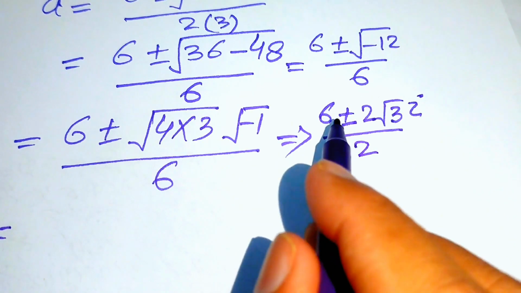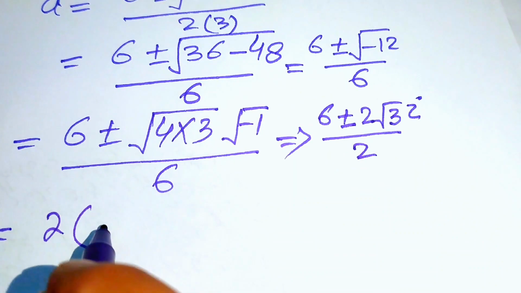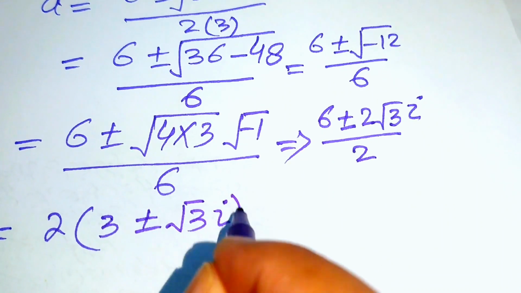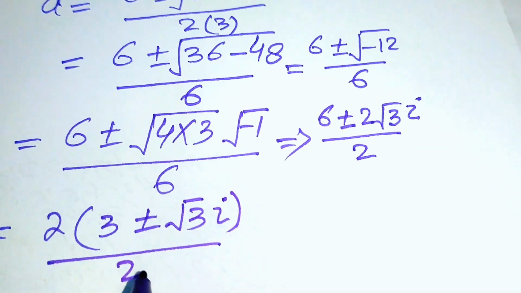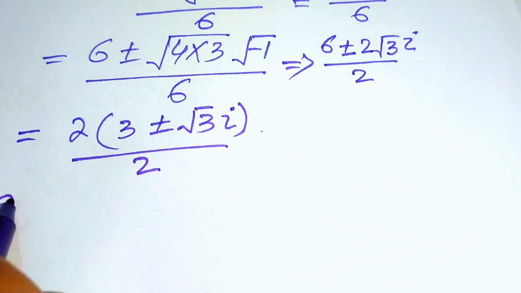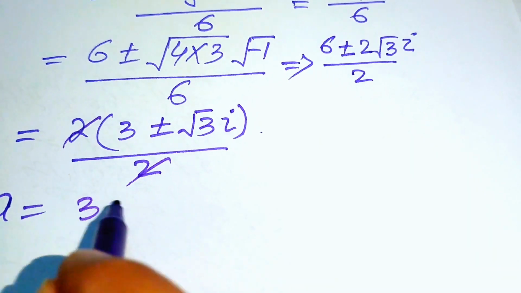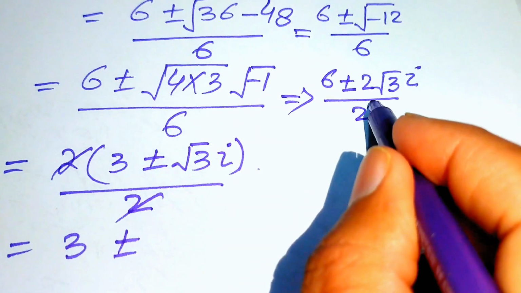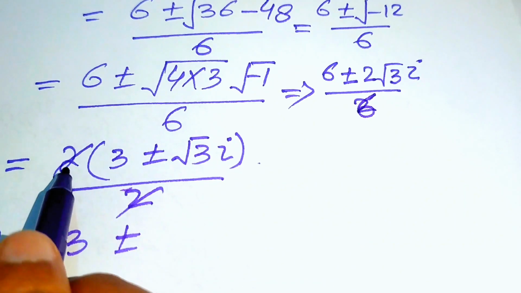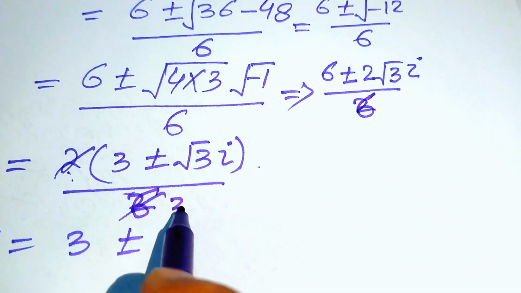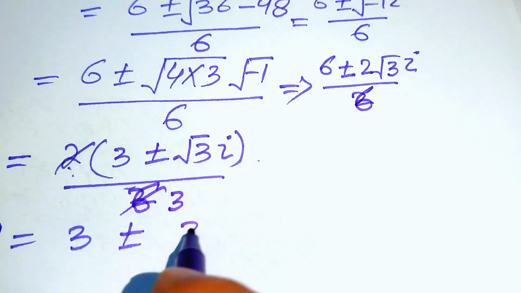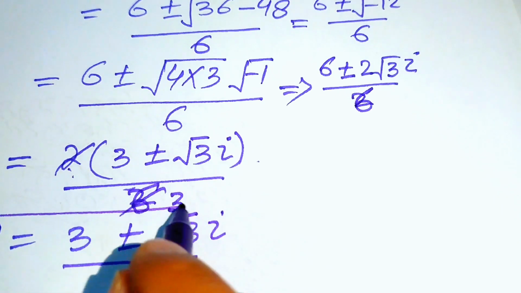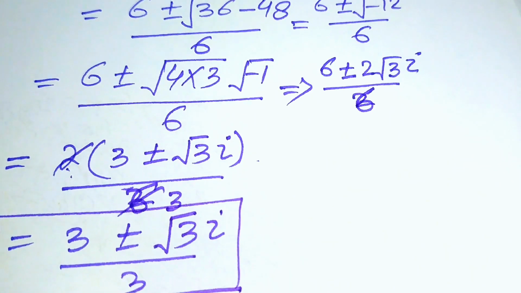So in the next step, we take common 2 from the above term, and it becomes 3 plus minus square root of 3 iota, and this whole divided by 2. Sorry, here we have this 6. This is the 6, and we take common this, and these are cancelled by 6, and it becomes 3. So we get 3 plus minus square root of 3 iota by 3. So these are the first two complex roots of the given equation.